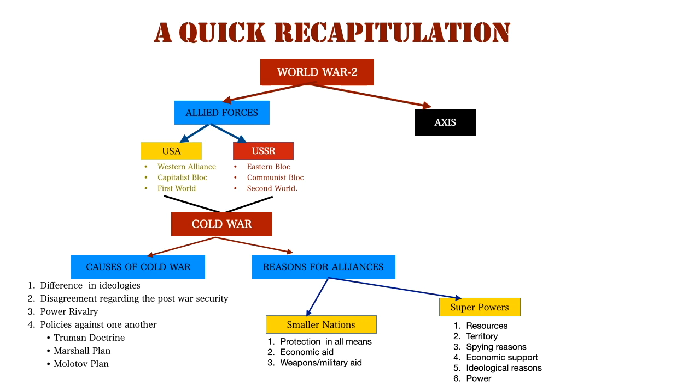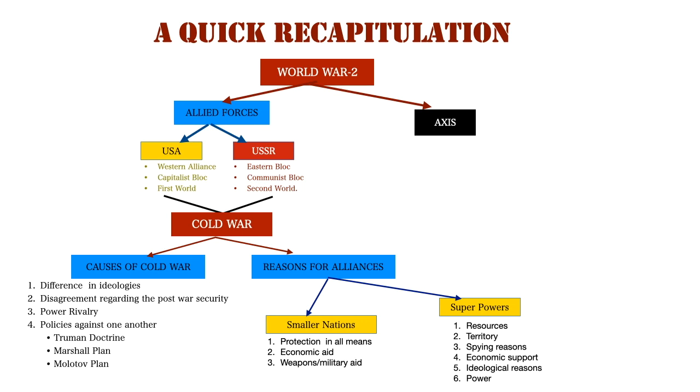They also adopted various policies, as in the case of the United States, the Truman Doctrine, which was focused on military aid, and the Marshall Plan, which was an economic aid. And in response to it, the Molotov Plan by the USSR, which created suspicions amongst the two powers, and it further intensified their rivalry.